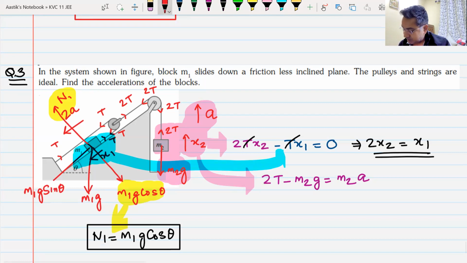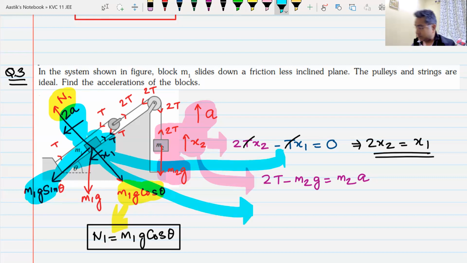The blue equation, T is upwards. m1g sin theta is downwards. And the acceleration is downwards. Downward. Can I have the blue equation, please? No one knows the equation. Simple. T minus m1g sin theta is equal to m1 into 2a.